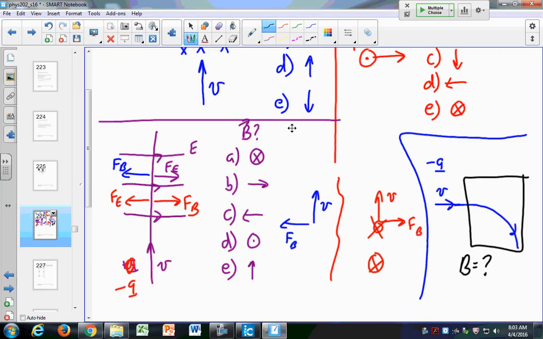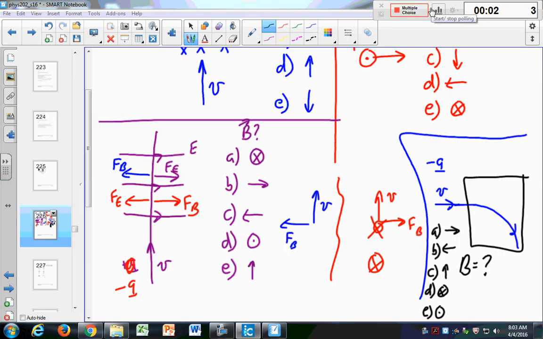What is the direction of the magnetic field there? Is it? Let's see. Can we use these answers? No, I'll give you some new options. So, is it left, right, up? Negative particle moving to the right, the force pulls us down.